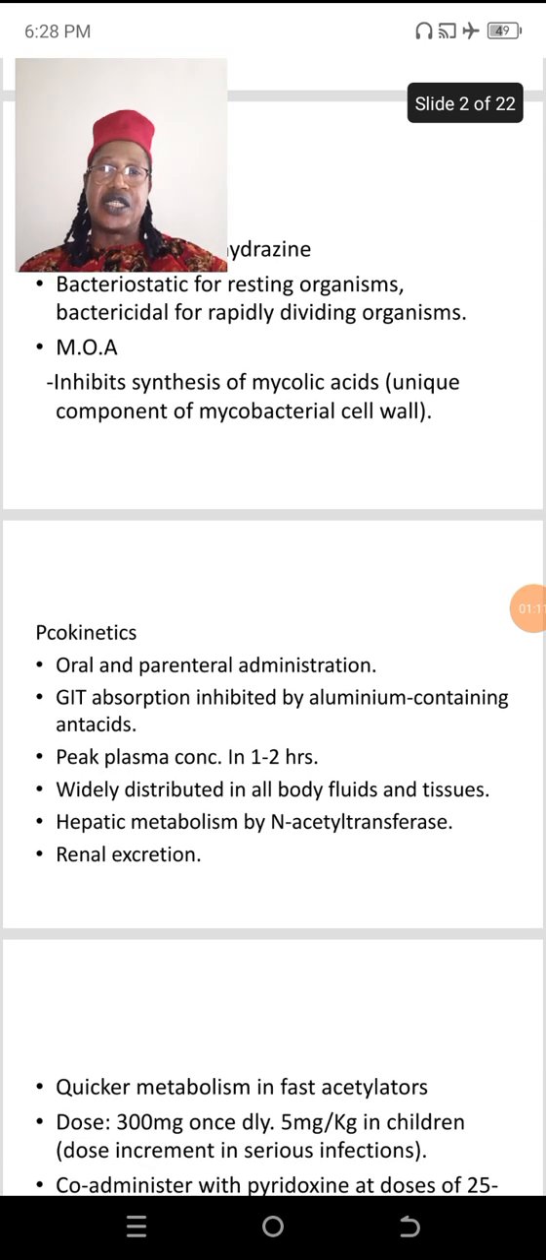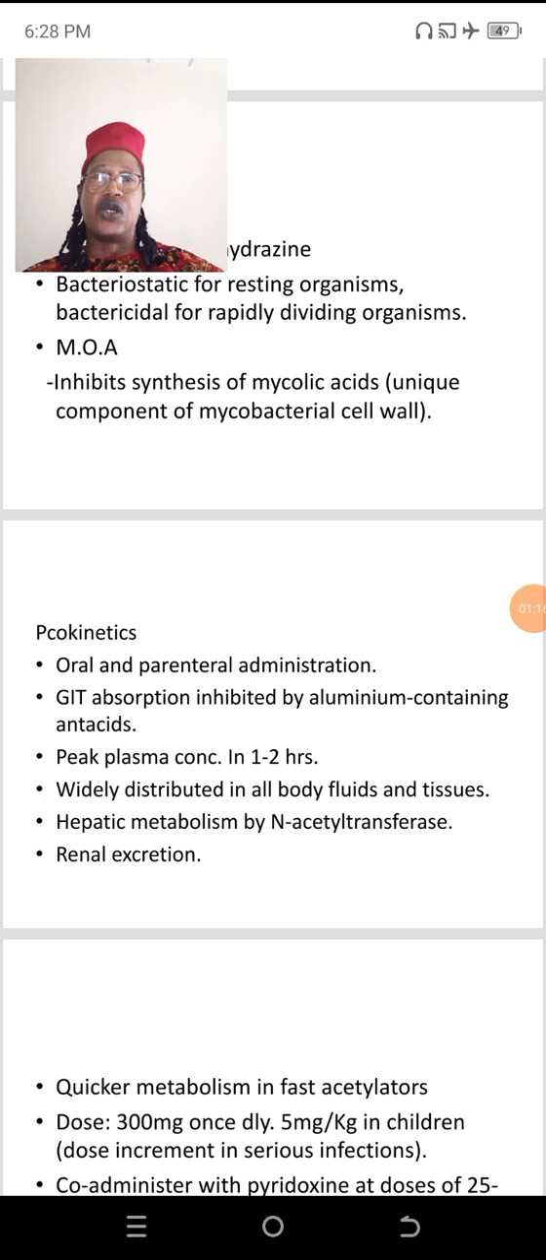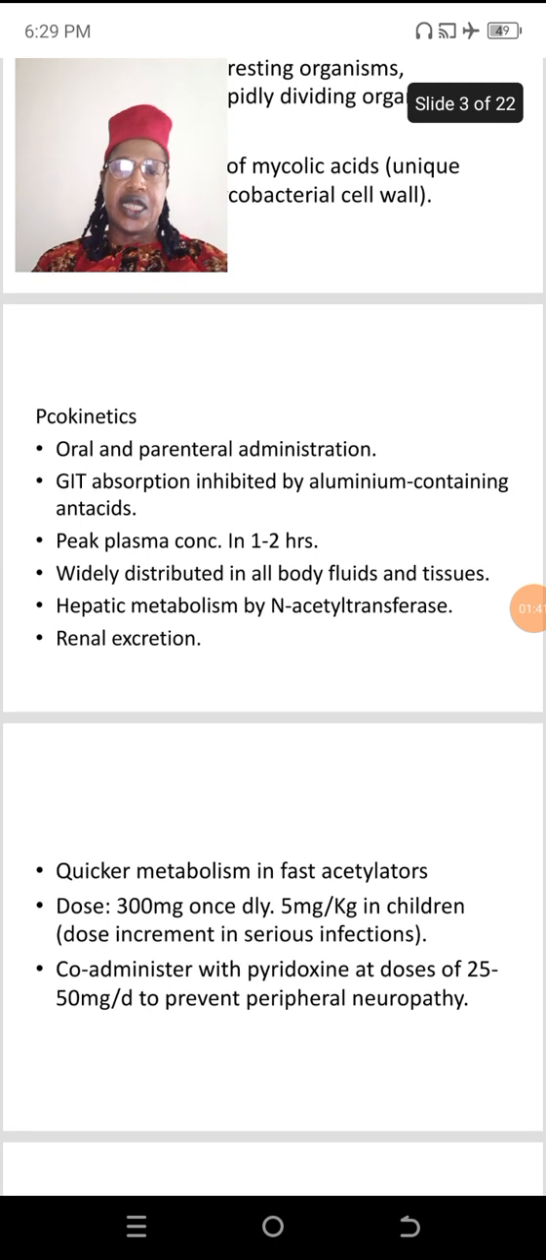Administration of isoniazid is usually via the oral route, but it can also be administered parenterally. Absorption through the GIT is very good, but it is inhibited by aluminum-containing antacids. Isoniazid is widely distributed in all body fluids and tissues, and it is metabolized in the liver by the enzyme N-acetyltransferase. Excretion is via the kidneys.